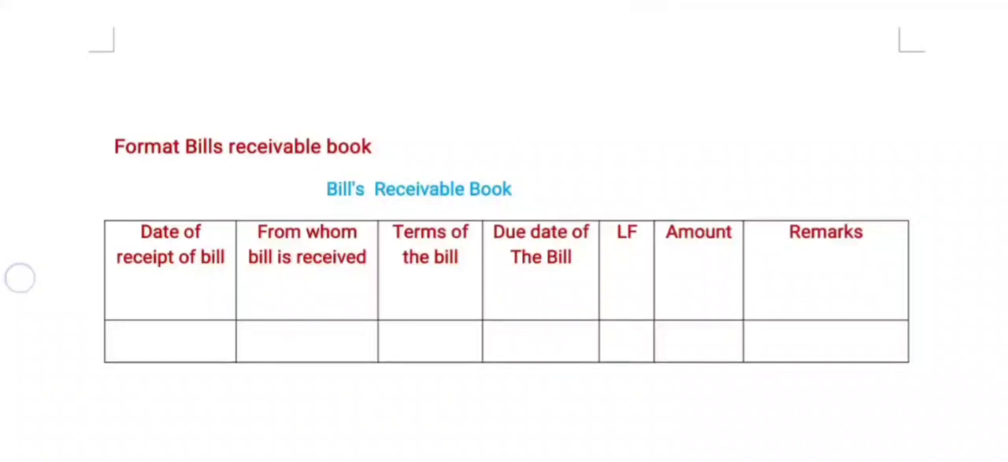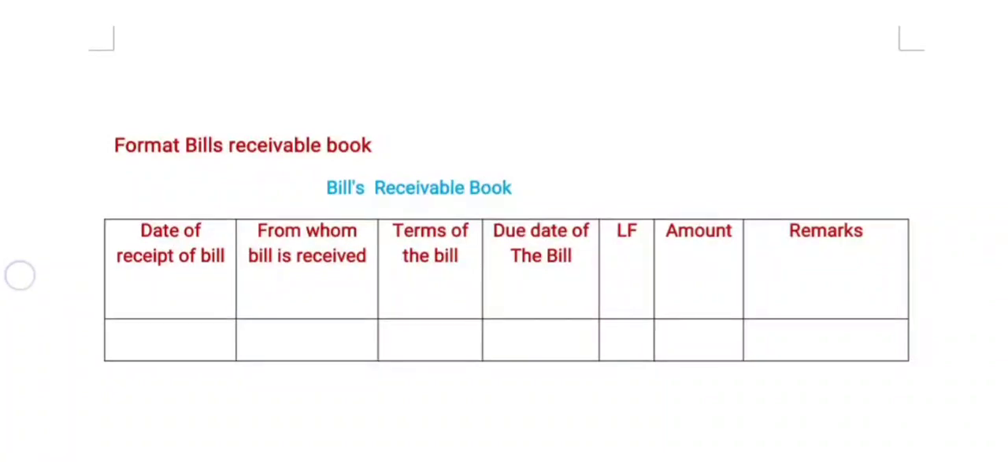Now I'm coming to the format of the bills receivable book. It mainly has 7 columns. The first one is the date of the bill or date of the receipt. Now coming to the second one, it is from whom the bill is received. It is related to the name of the supplier or name of the customer. Here the second column is related to whom received the bill. Here it is related to the name of the customer. Now coming to terms of the bill, it is related to how many months the bill is given or drawn for, for example, 2 months, 3 months, 4 months.